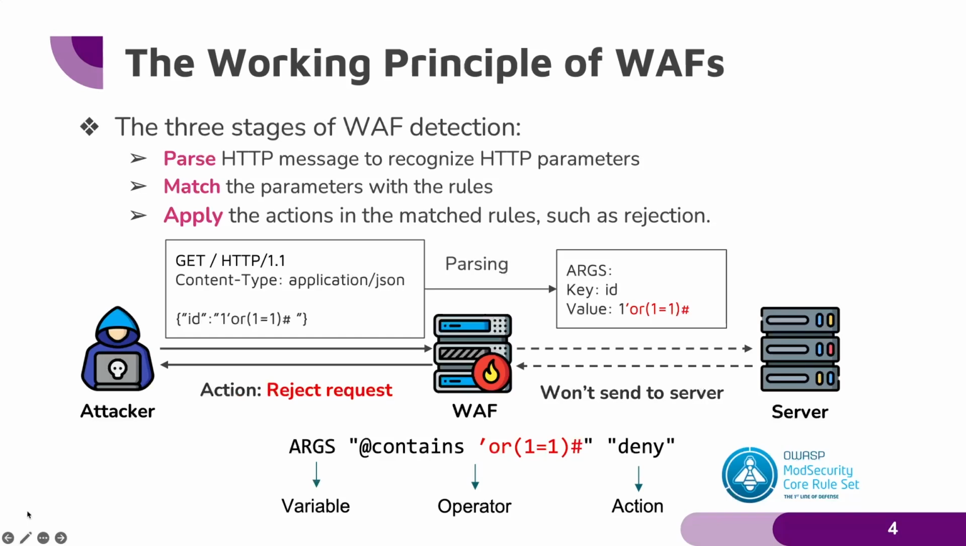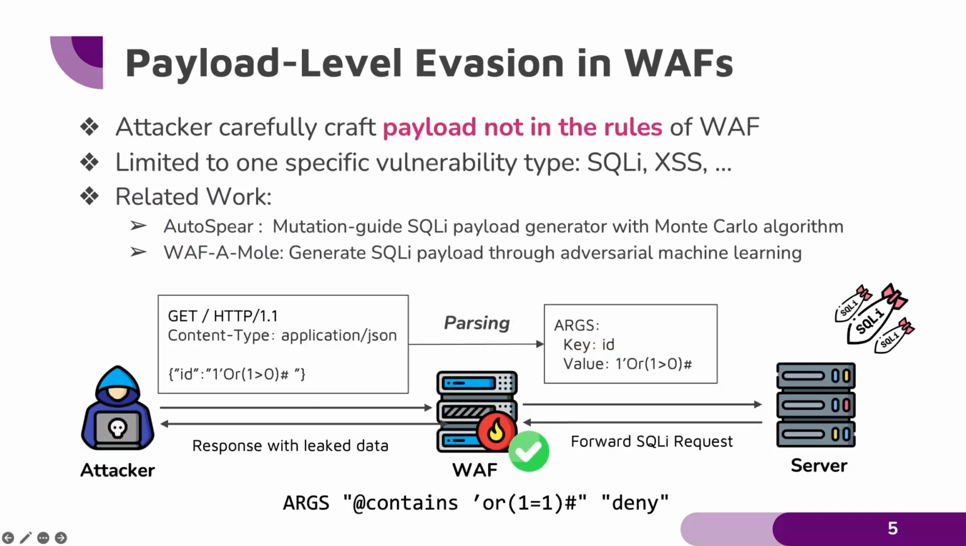forwarded to the server. So a common way to bypass the WAF is to craft a payload not in the rules of a WAF. For example, the attacker mutates the SQL injection payload with case conversion, and because in this example the rules of the WAF are weak, the attacker can easily bypass the WAF. However, in the real world, WAFs have much more mature and strict rules, like the over 5,000 rules in the CRS, so it's hard to bypass a commercial WAF.